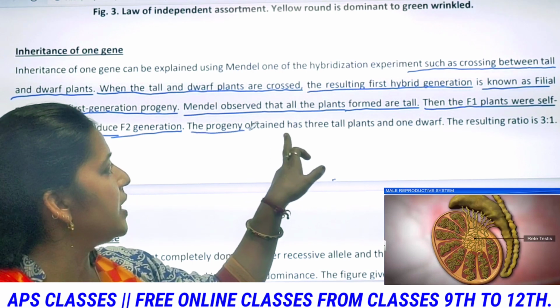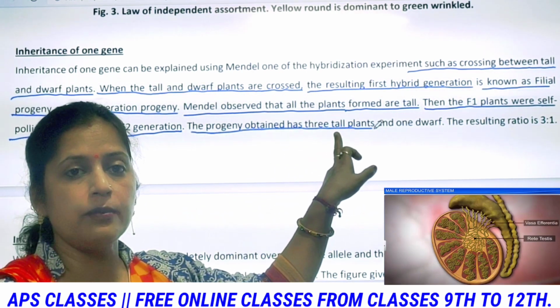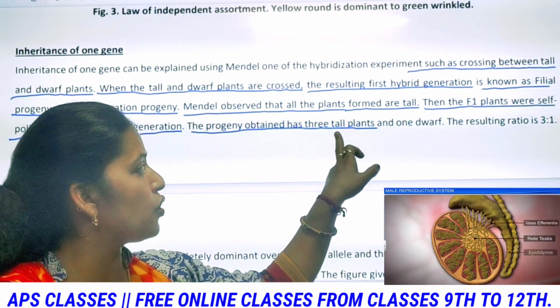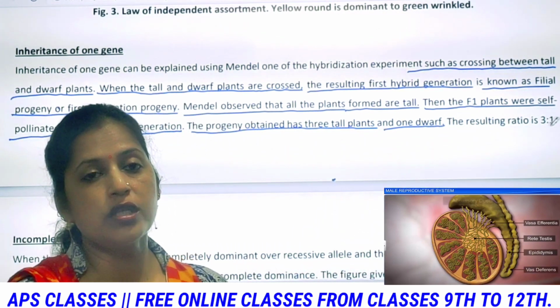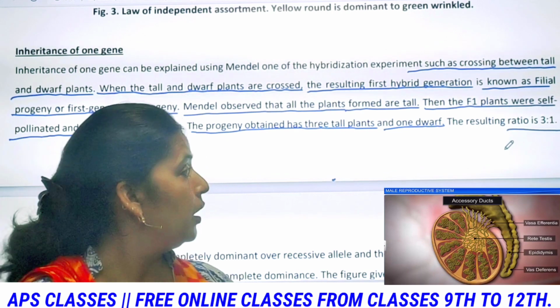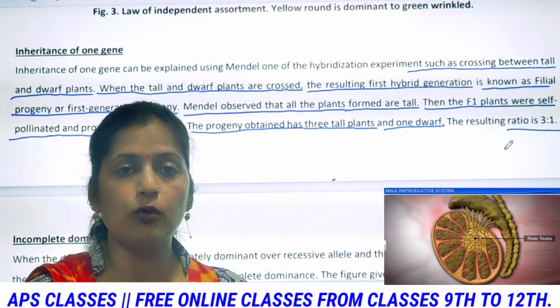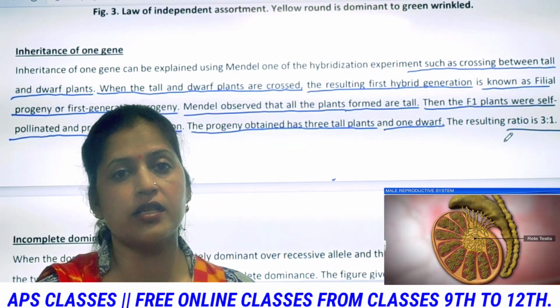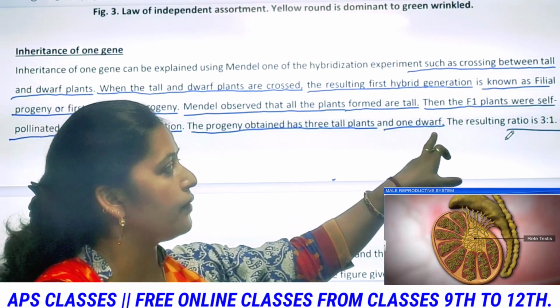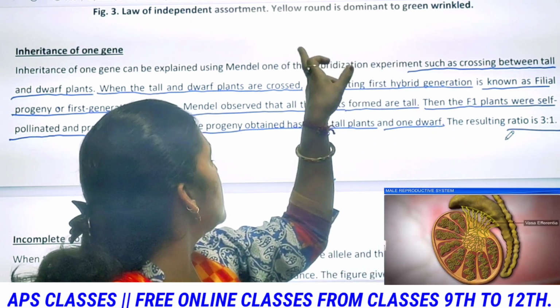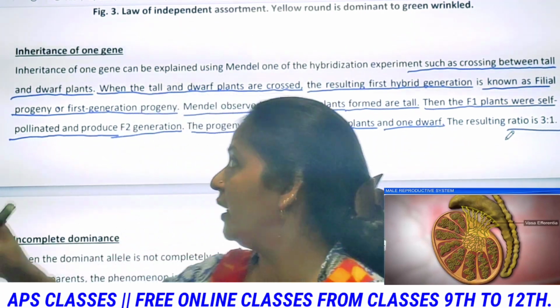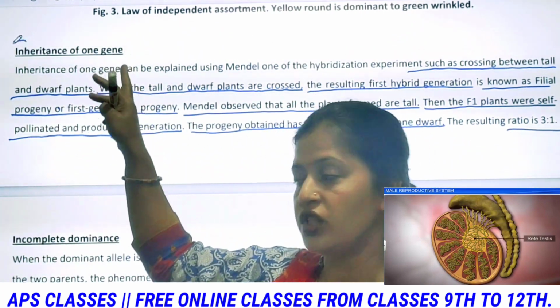The progeny obtained has 3 tall plants and 1 dwarf. That means the ratio is 3:1. In the progeny obtained, 3 plants are tall and 1 plant is dwarf. That means the resulting ratio is 3:1. So this is the concept regarding the inheritance of one gene.